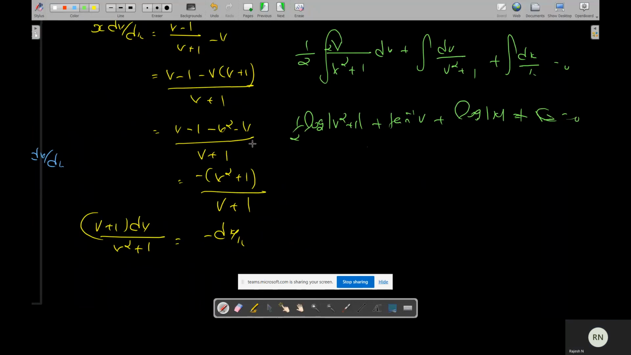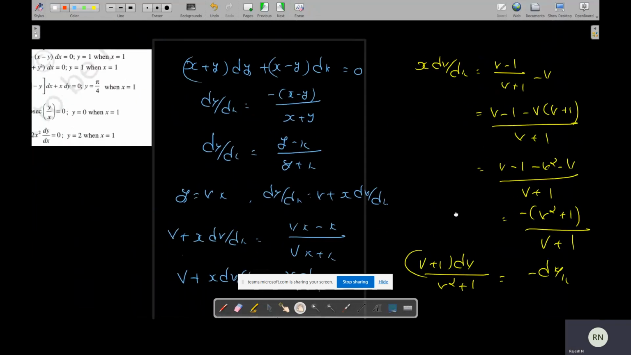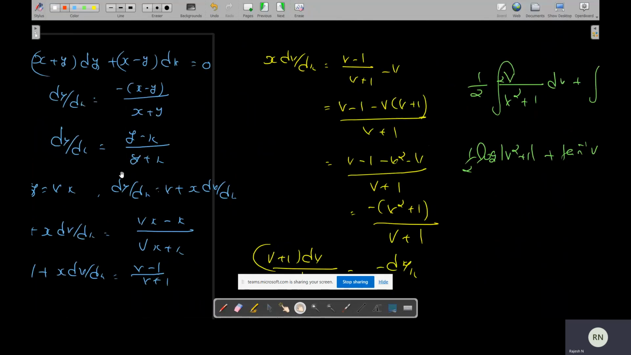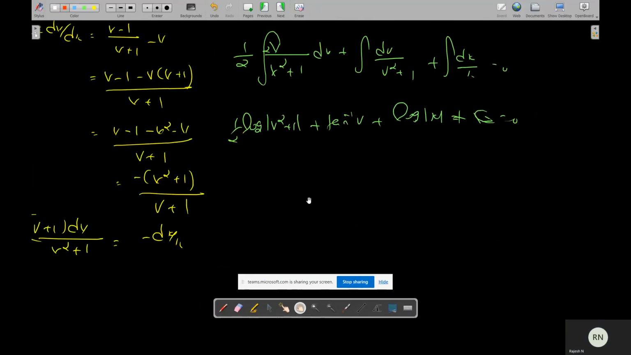Now what you have to do? Substitute the condition given. Condition is y is equal to 1, x is equal to 1. So when y is equal to 1, x is equal to 1. Before that we have to change v into y by x.